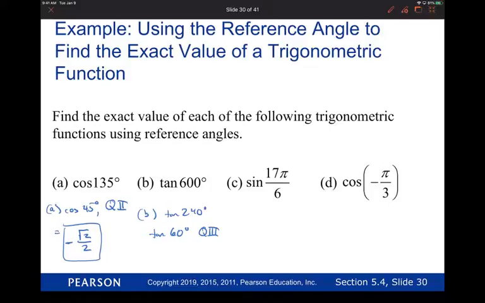If we're in quadrant 4, say the angle is 300, what's that reference angle? How far away from the x-axis are we? So we say 360 minus 300 is what? 60, right? So we're always using the x-axis.